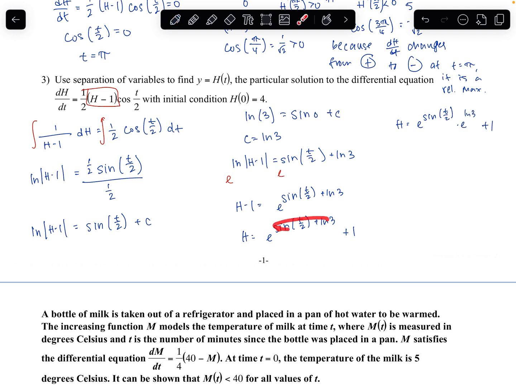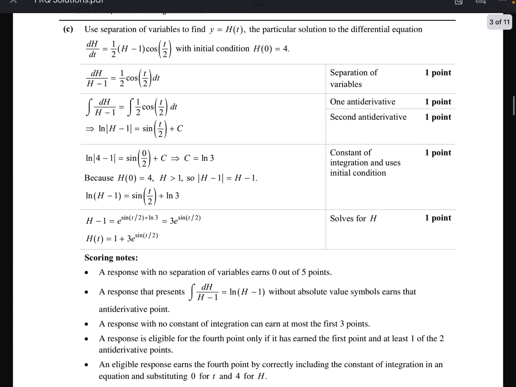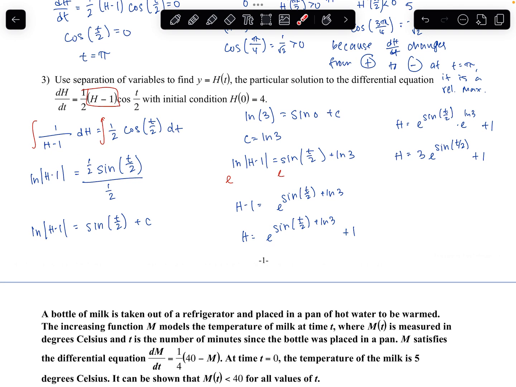Because this is addition in an exponential, I can split that up as a product, and then that means those could cancel, making this 3, which I'm going to put in front of here. So h is going to be equal to 3 e to the sine of t over 2 plus 1. And I really hope I didn't mess that up, because then I'm going to look really funny. So let's go ahead and check here. 1 plus 3e to the sine of t over 2. That's exactly what they have.